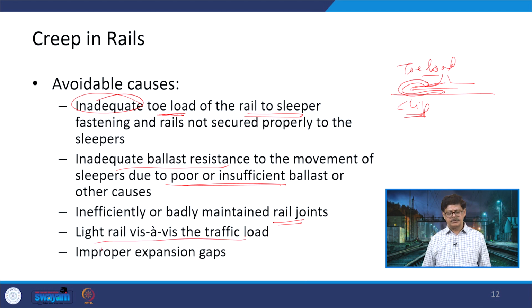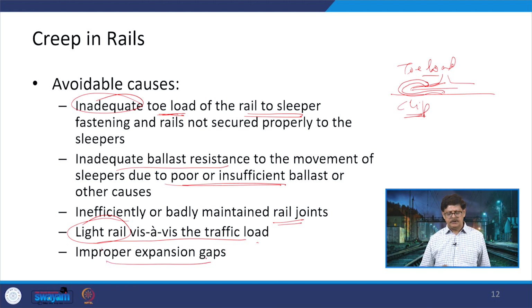Light rails versus the traffic load. The traffic load is high, but we are using a lighter rail section. Then the stresses induced by the movement of the wheels and the locomotives at the top of the rail sections, and the induced effect in terms of starting, accelerating, stopping or braking, all those things will be heavier in the case of the light rail, and this will also induce the creep. So, therefore, we need to go to the heavier rail sections, and that is where we can either avoid or reduce the creep which can occur in the track.